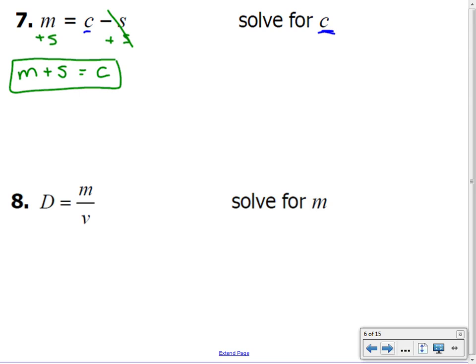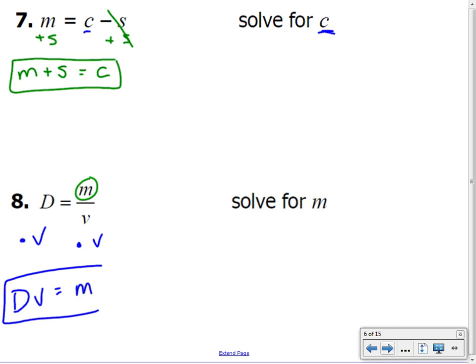For D, we're solving for M. M is being divided by V, so the inverse would be multiplying by V. When we multiply D times V, it just becomes dV, and that is equal to M.